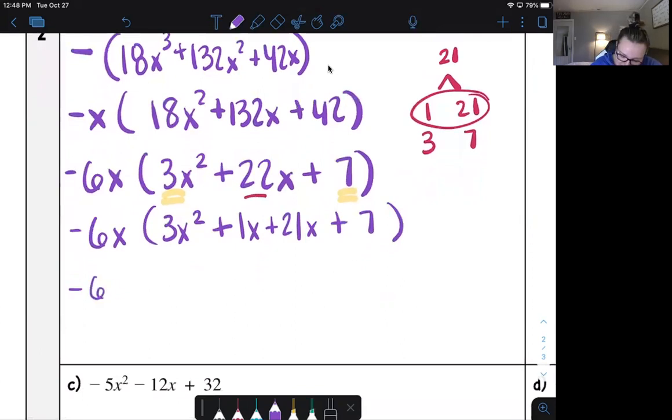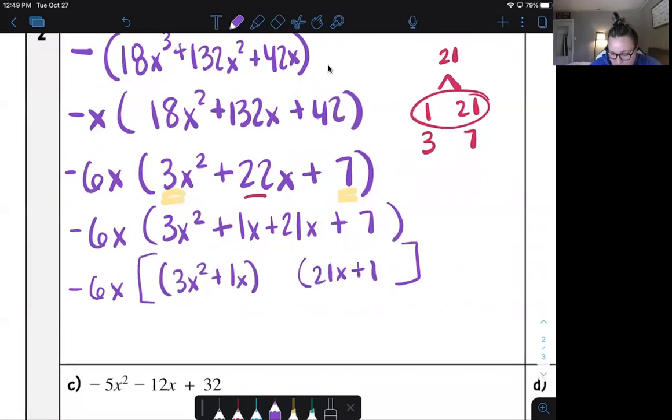So this -6x stays out here. Change these guys to brackets. And then we're going to group 3x squared plus 1x. And then we're going to group 21x plus 7. And we're going to make sure there's a plus sign in between. Now factor out what each of those pairs have in common.